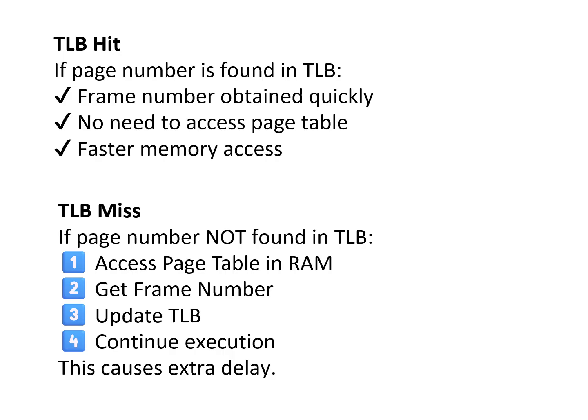A TLB hit means if the page number is found, the frame number is obtained quickly and there is no need to access the page table. The third one is faster memory access. A TLB miss means the page number is not found in the TLB, so it accesses the page table in RAM, gets the frame number, updates the TLB and continues execution. A TLB miss causes an extra delay in memory access.